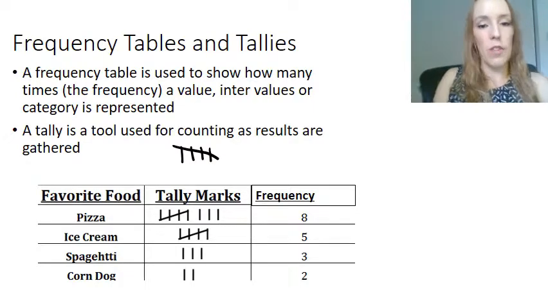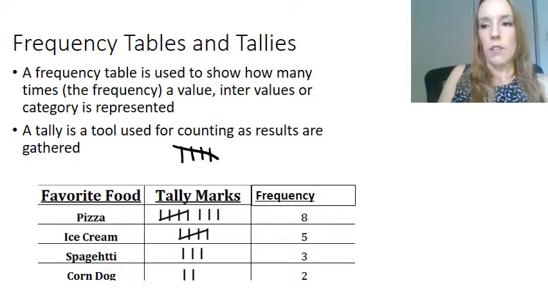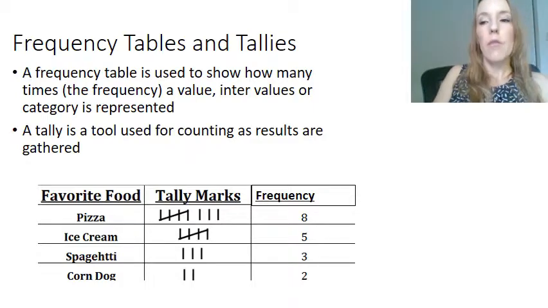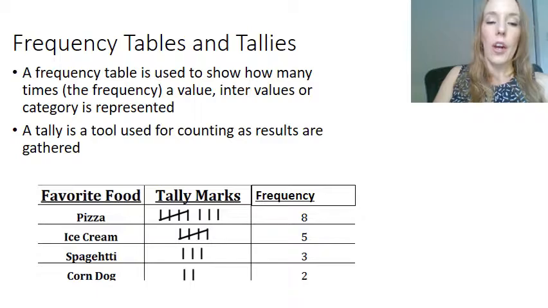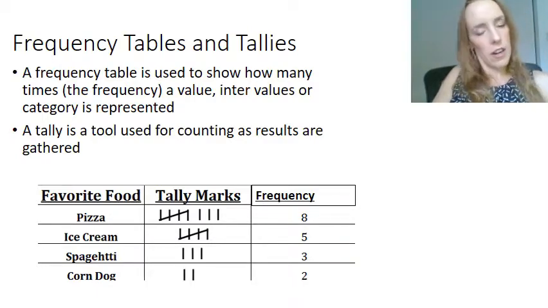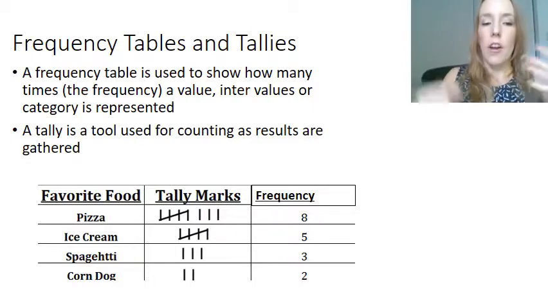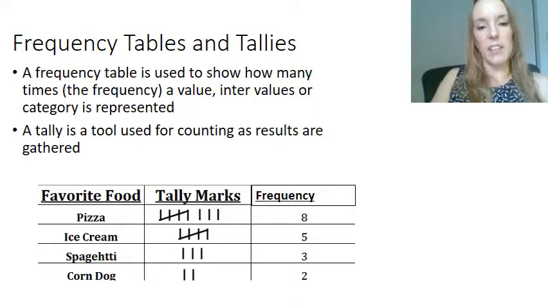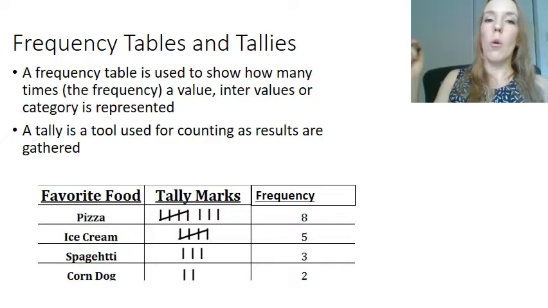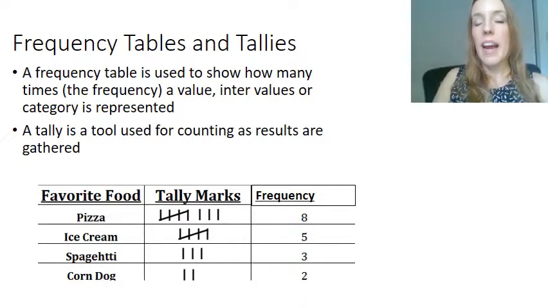So for instance, with this favorite food, I'll just clear the page. Why isn't it working? There we go. For this favorite food tally, you can see here, they'll interview people. What's your favorite food? Person 1, pizza. So we put a line there, 2, 3, 4, 5, 6, 7, 8. 8 people liked pizza, 5 liked ice cream, 3 spaghetti, and 2 corn dogs. Once we've done our tallies at the end of the survey, we can count them up and fill in our frequency column. It's a quick way of surveying people and gathering our results.